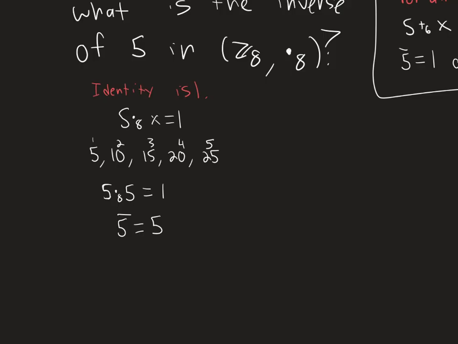Let's try one more. That's a coincidence, friends. 5 is not always its own inverse. What's the inverse of 3? 3 times 3 is 9. The inverse of 3 is 3. It's a coincidence, I promise.